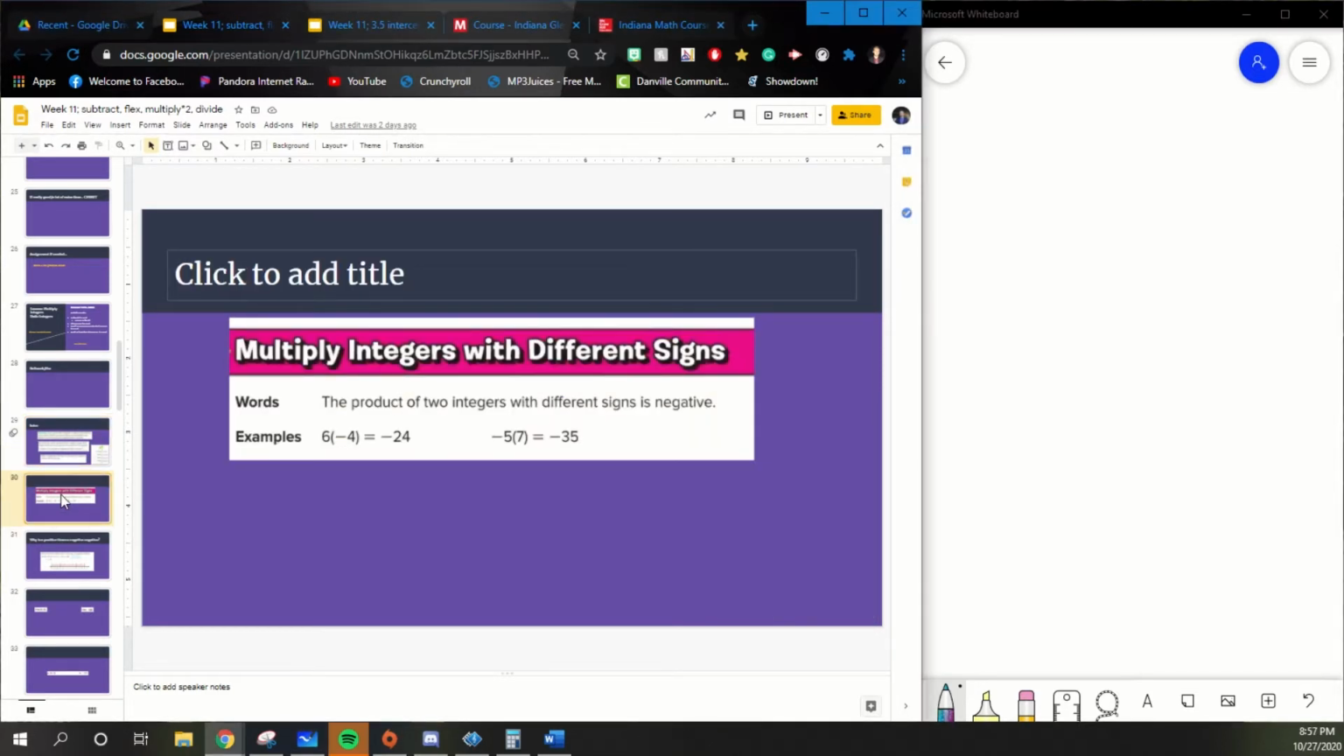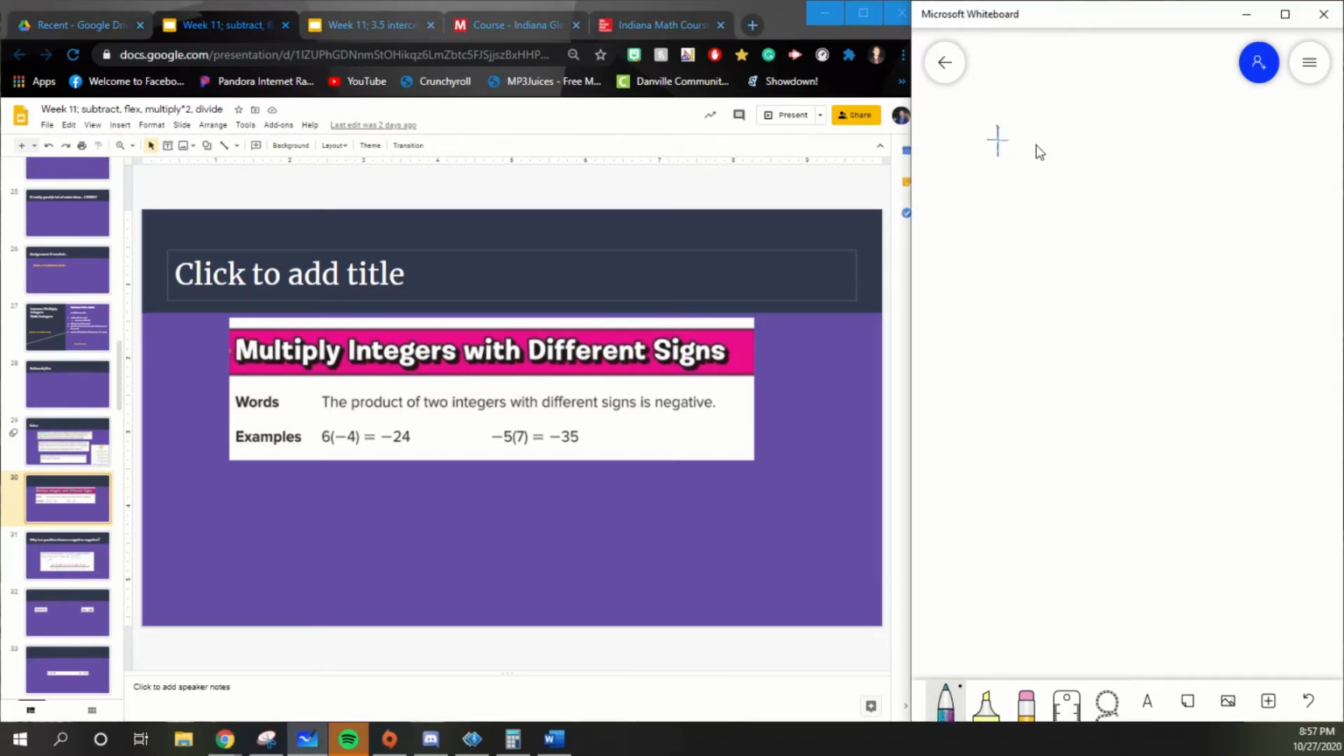So first let's talk about multiplying integers with different signs. The product of two integers with different signs is negative. So a positive multiplied by a negative is a negative. A negative multiplied by a positive is a negative. It does not matter which order it is: a negative times a positive is a negative, and a positive times a negative is a negative.